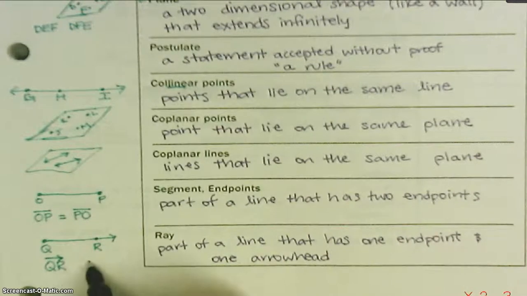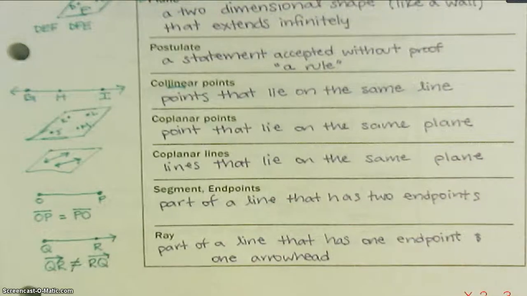Now what do you think about this? Could we name this RQ, starting at R and going forever through Q? This is not the same thing. These are not equal. Those are two different rays. So that makes it a little bit different than before. All right, let's do some examples to show you what all this means.